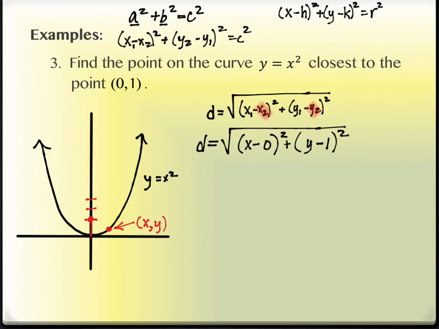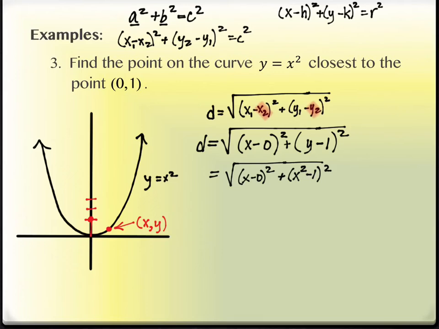The relationship between x and y is the equation that we're working with. So that's what I'm going to use to eliminate, in this case, the y value. The y value is x squared. So instead of having this written like this, I can rewrite this. I know x minus 0 is x, but we're just going to write it one more time. And I have x squared minus 1 squared, because that's what y is.